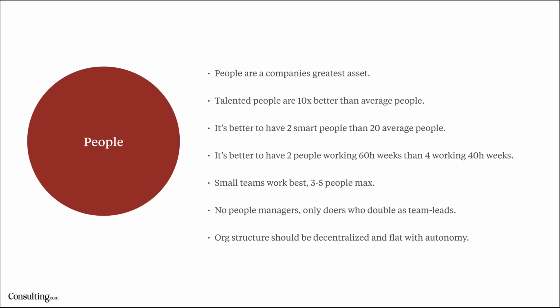Now let's talk about people. So people are a company's greatest asset, and talented people are 10 times better than average people. We've got this kind of belief that someone who's really good and really smart is only just a little bit better than someone who's average. It's not true. The difference between an A and a B, not in school, I'm talking about an A player and a B player in real life, is exponential. It's 10 times, it might be more. It might be 50 times. And I'm not joking. Someone who's very smart is worth 50 average people in a company.